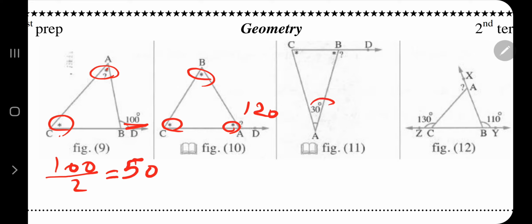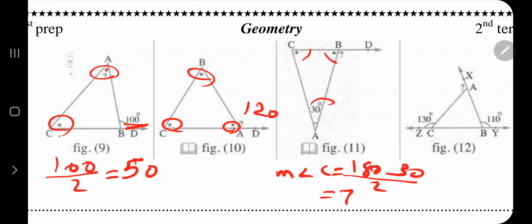This angle is 30. To get B and C, the measure of angle B, since ABC is a triangle, the sum of its interior angles equals 180. So the measure of angle C equals 180 minus 30, divided by 2, which is equal to 75. What about this angle? I will add 30 plus 75, because angle ABD is an exterior angle.